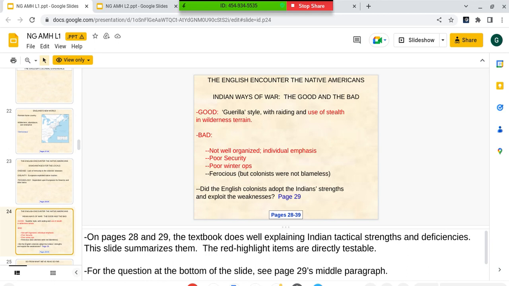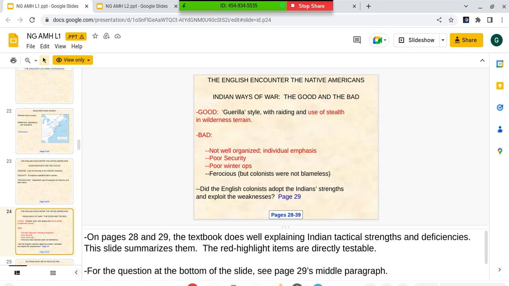Everybody just kind of fanned out and did their own thing while hiding behind terrain features and conducting guerrilla tactics. It was chaotic. There was also poor security. They didn't really understand the art of using fire guards and using sentries and lookouts, so they were kind of easy to sneak up on. They also had poor winter operations.